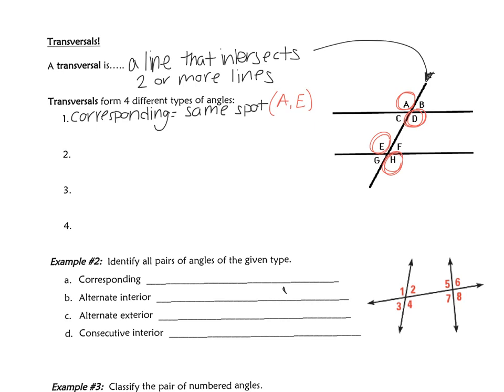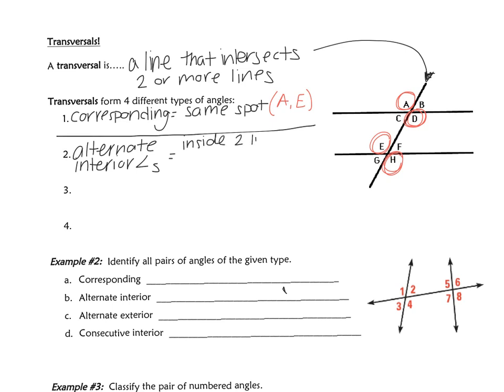Next type of angle, I'm even gonna draw a line because these are super important. Next one is alternate interior angles. Okay. These are inside the two lines and on different sides of transversal.